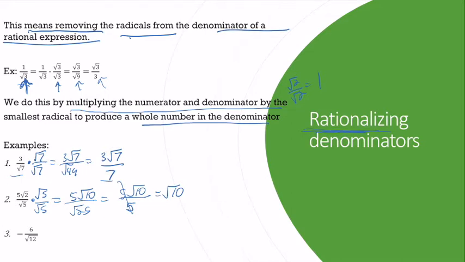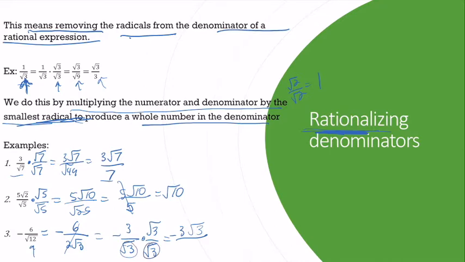Notice it says we rationalize denominators by multiplying by the smallest radical needed to produce a whole number. So we should always want to make sure we've simplified our radicals first. So I have negative 6 over the square root of 12, well, 12 factors into a 4 and a 3, so that's 2 square root of 3. You see I can pull out a factor of 2, so I have negative 3 over the square root of 3. I multiply by the square root of 3 on the top and the bottom, so I have negative 3 square root of 3 over the square root of 3 times the square root of 3, which gives me 3. Now that's great when my denominator is just a radical, but what if it has more than a radical?